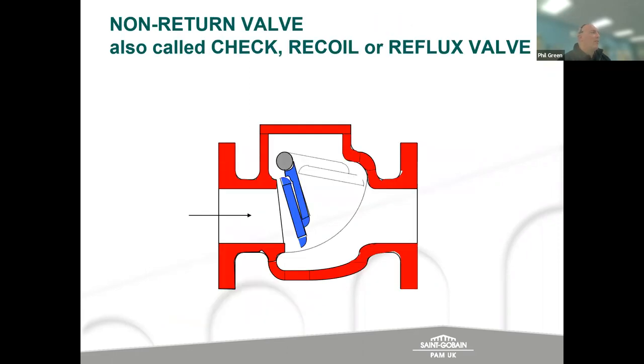Basically, what a non-return valve looks like is this in cross section. It has a free hanging door acting on a suspended hinge, which is opened by the forward flow of the water. When that flow stops, the hinge closes, and gravity closes the gate as the flow diminishes. So that's basically how this works. It doesn't have any mechanical closing parts on it. It's operated by water pressure and gravity to close it.